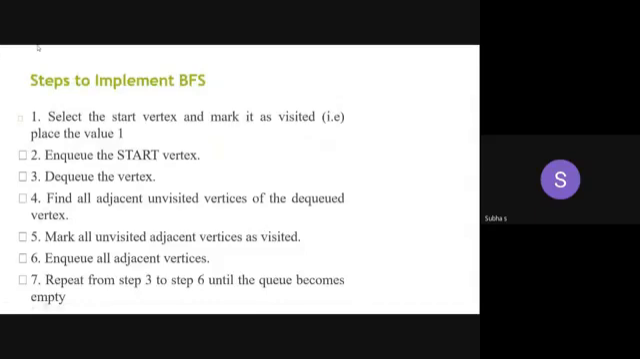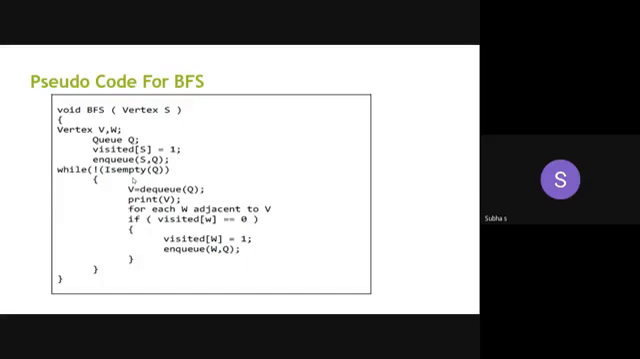Now you'll be clear. First thing, what's the first step we have seen? Select the start vertex. Once I have started, I have visited, so mark it as 1. NQ the start vertex. Then find all the adjacent vertices for the DQ'd vertex, because I'm going to remove that element. For that, I'm going to find the adjacent vertices and place them into the queue. Then the fifth step, mark all unvisited adjacent vertices as visited. Then NQ all the adjacent vertices. Like this, you have to repeat. Repeat steps 3 to 6 until your queue becomes empty. This is the pseudocode.